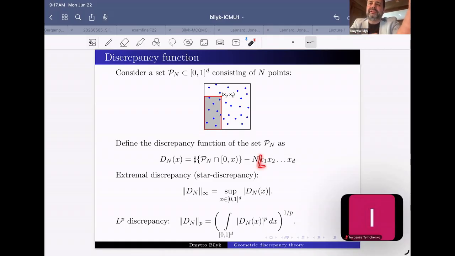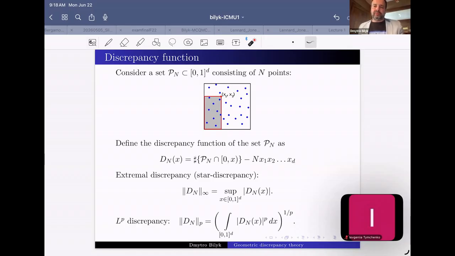The volume is simply the product of the coordinates here, okay, and you have a function. So you can try analyzing this function, try to analyze its behavior. When we talk about the supremum of the discrepancy, you're looking at the L infinity norm, right? And this function is piecewise continuous, so this L infinity norm is really the supremum.